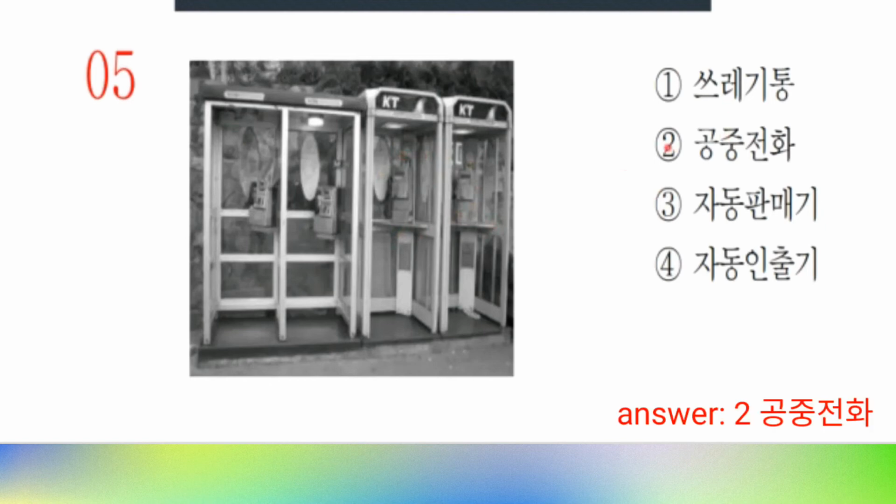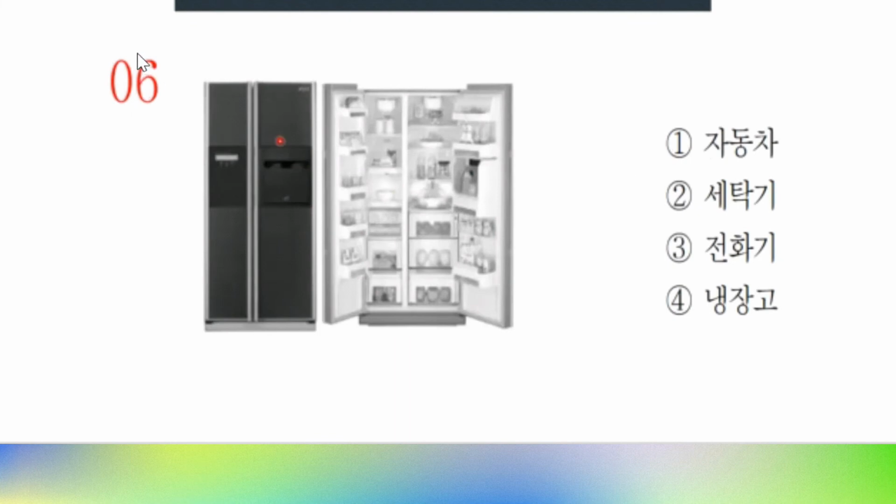So, ito yan, sagot, number 2. So, let's go to number 6. Number 6, ano ito guys? Di ba siya refrigerator. So, refrigerator in Korean is this one. Number 4, 냉장고. Refrigerator in Korean is 냉장고.